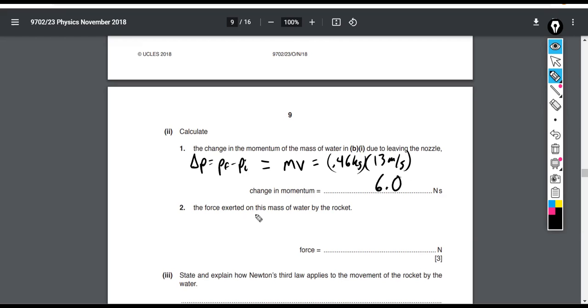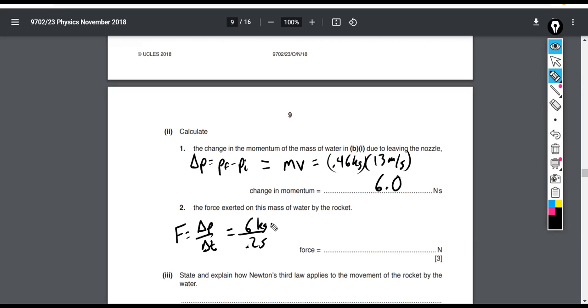The force exerted on this mass of water by the rocket. So remember what we started with, Newton's second law. Force is the rate of change of momentum. So I think we can just take the 6 newton seconds of momentum change divided by the 0.2 seconds, right?